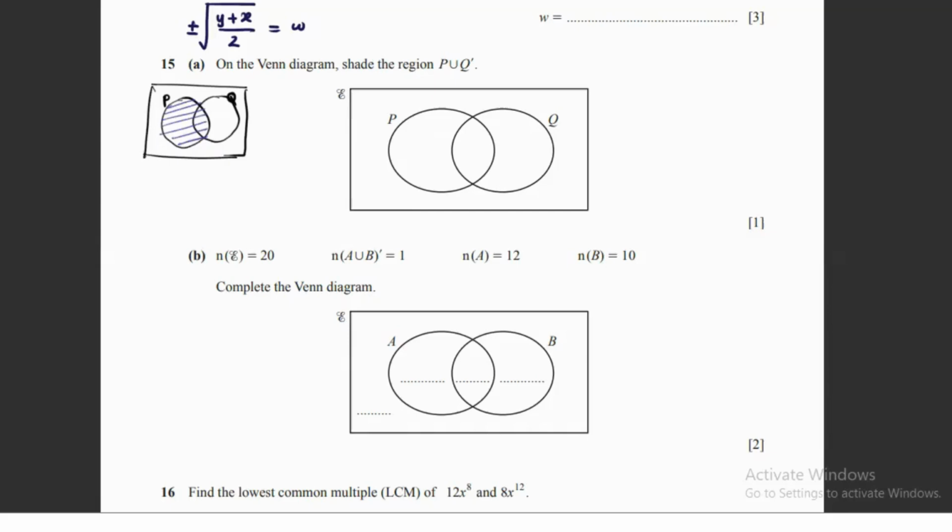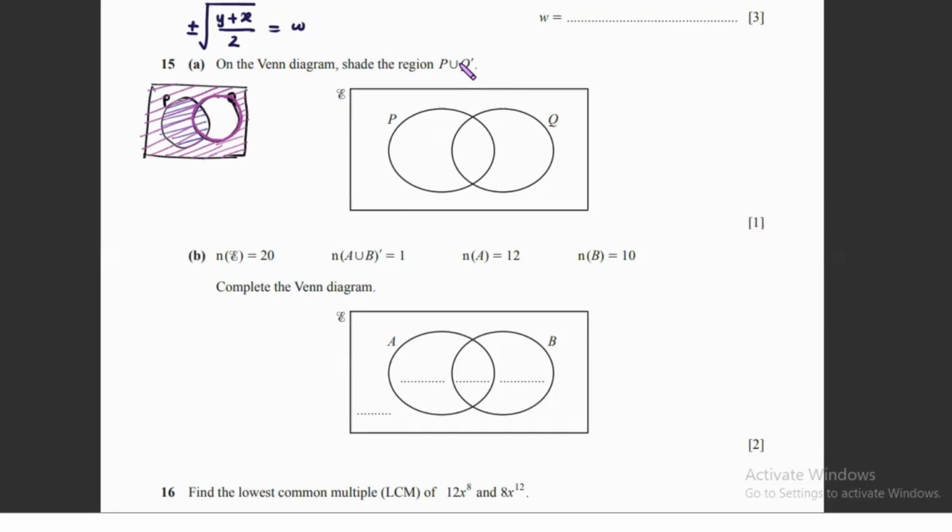The next one is Q complement or Q prime. It means that everything except Q should be shaded, which means I'm going to shade in everything apart from Q. So I'm going to shade in this region. And there's a region that belongs to P that has to be shaded too. And yes, this is how I should be shading. Except for the circle Q in the Venn diagram, everything else has to be shaded.